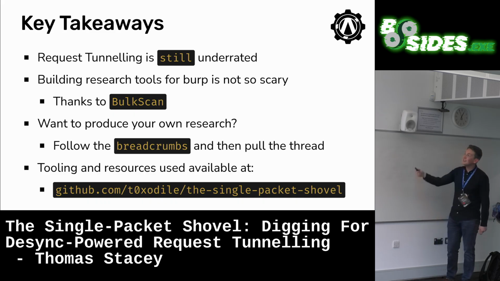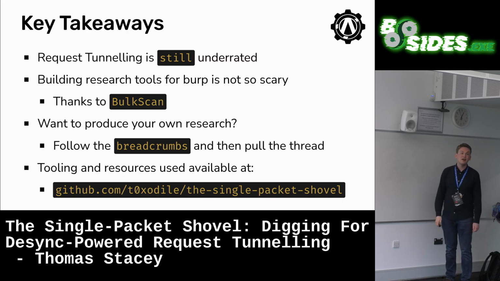Some key takeaways. Request tunneling is still underrated. It was underrated before, it's still underrated now. Cases of it are hiding away. It's often blind. You get no response back, or it's just really, really tricky to exploit because of the 2000 request problem. But there are ways to get around that. The single packet attack seems to work well. While it worked really well in AWS, it may still work in other places.